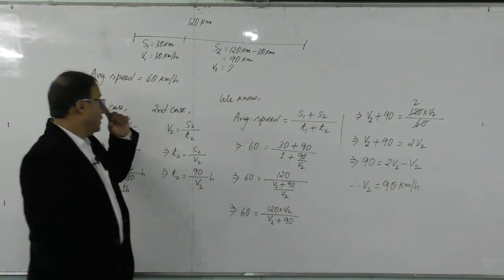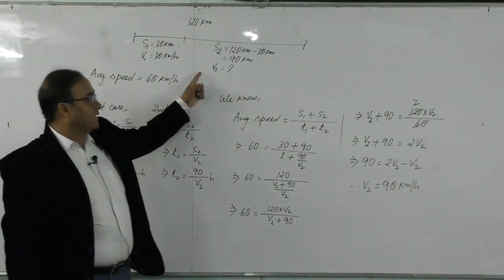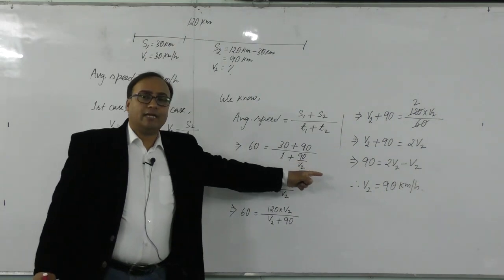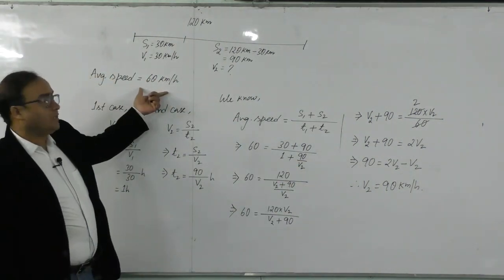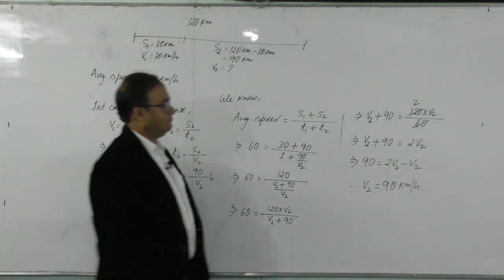So, the train should move the second part with a speed of 90 km per hour so that the average speed becomes 60 km per hour.